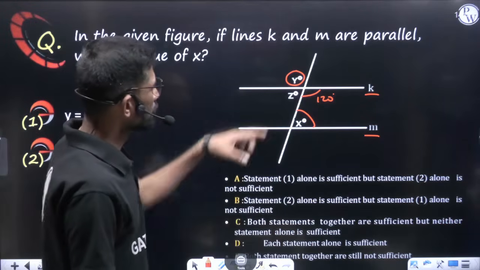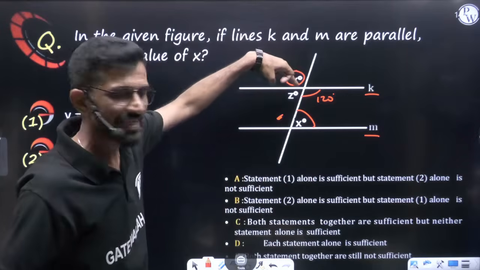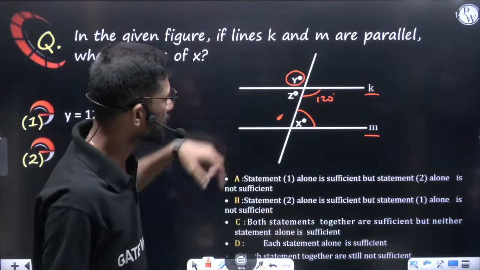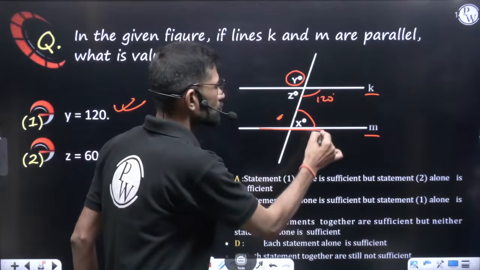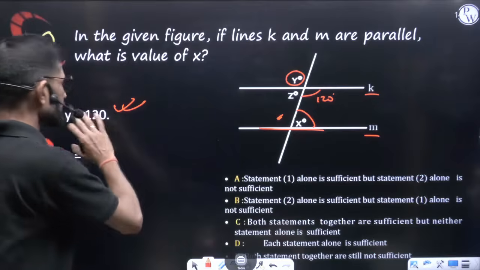Or else you can take y and this part. Y and this part will be called corresponding angles. If this is 120, this will also be 120. And this is a straight line. So a straight line is 180 degrees. If this is 120, this is 60 degrees. Either way, the first statement is sufficient.